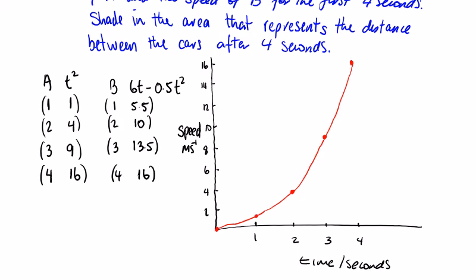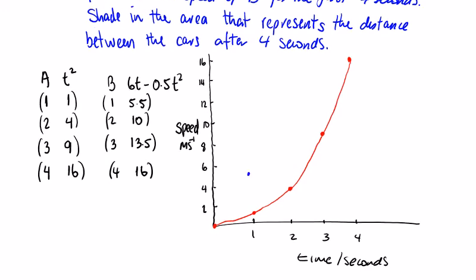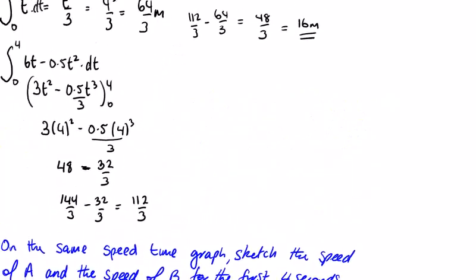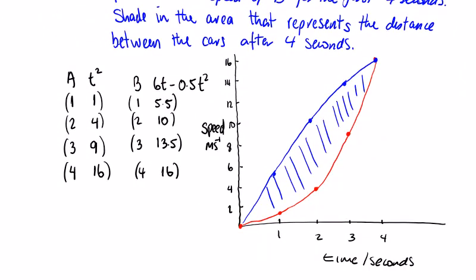Then we are going to do B. Let's do it in blue. So we have 1, 5.5, approximately there. 2, 10, approximately there. 3, 13.5, and the same point at the end. And obviously the distance between them is the difference between the curves. So this is my shaded area. That represents the distance between them, which we got to be 16 meters. So that's that question done, part A.